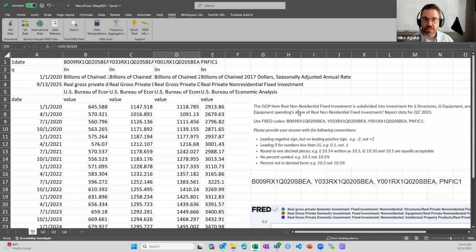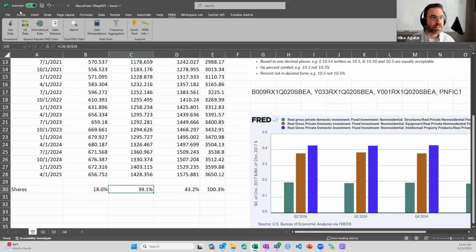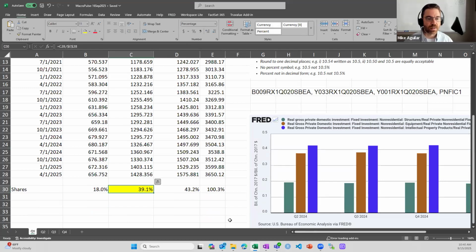Now, which one did I need? If you read through, I need equipment's share. We said equipment, when you read through it, is in column C. That is your answer right there. That's not the only way to get to this. Let's go to FRED.